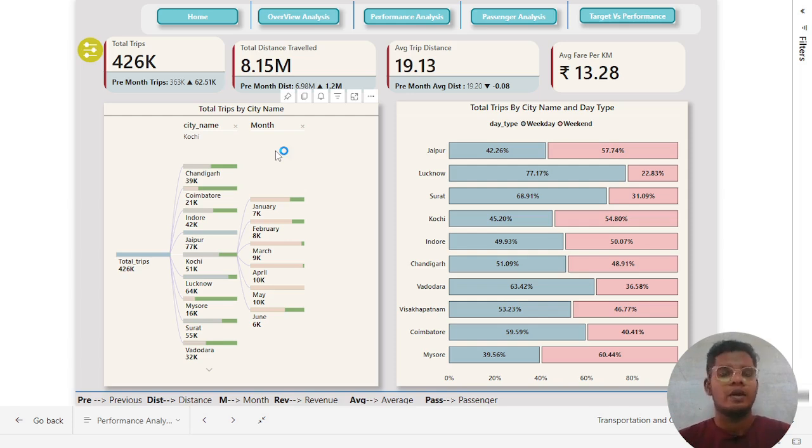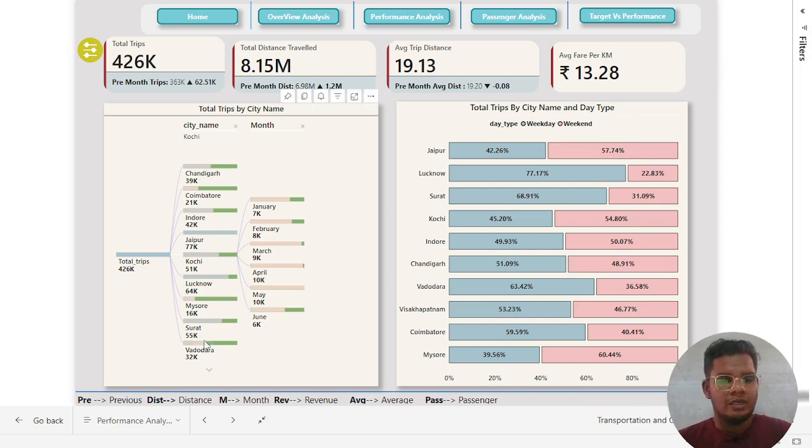This is the performance analysis dashboard, and here we can see the trip volume, total trips, total distance traveled, average trip distance, and the average fare per kilometer. In the previous dashboard we saw the average fare per trip, but in this dashboard we can see the average fare per kilometer, which means, for example, for 1 kilometer we are charged this fare. It may vary from city to city, as well as between weekday and weekend. It may change, right?